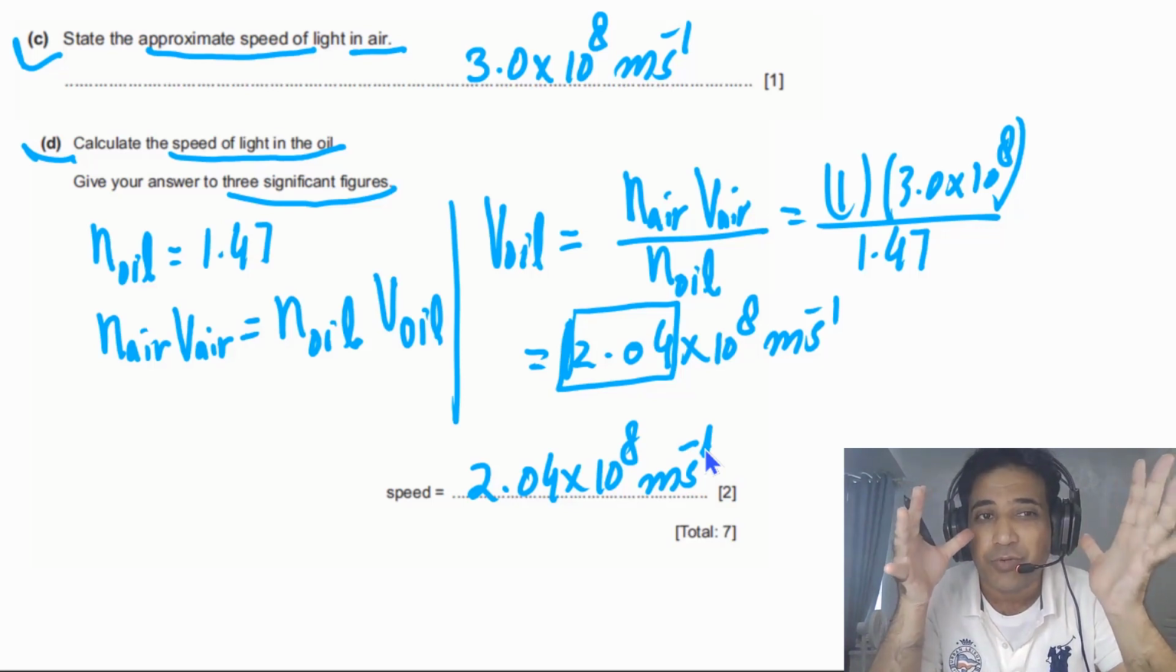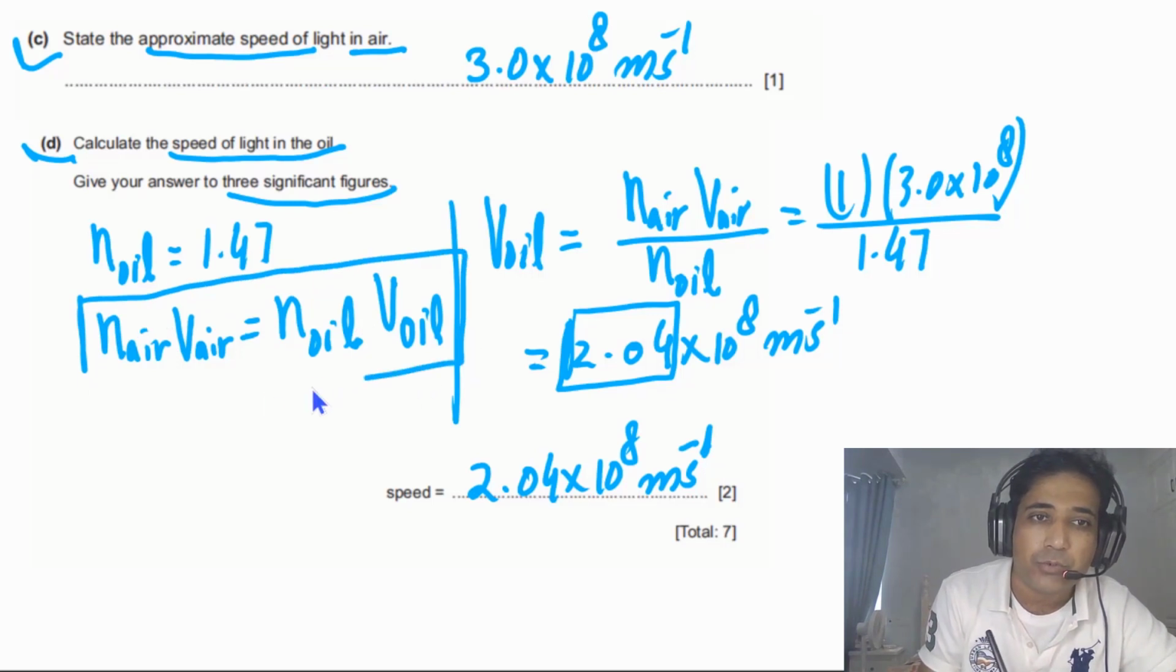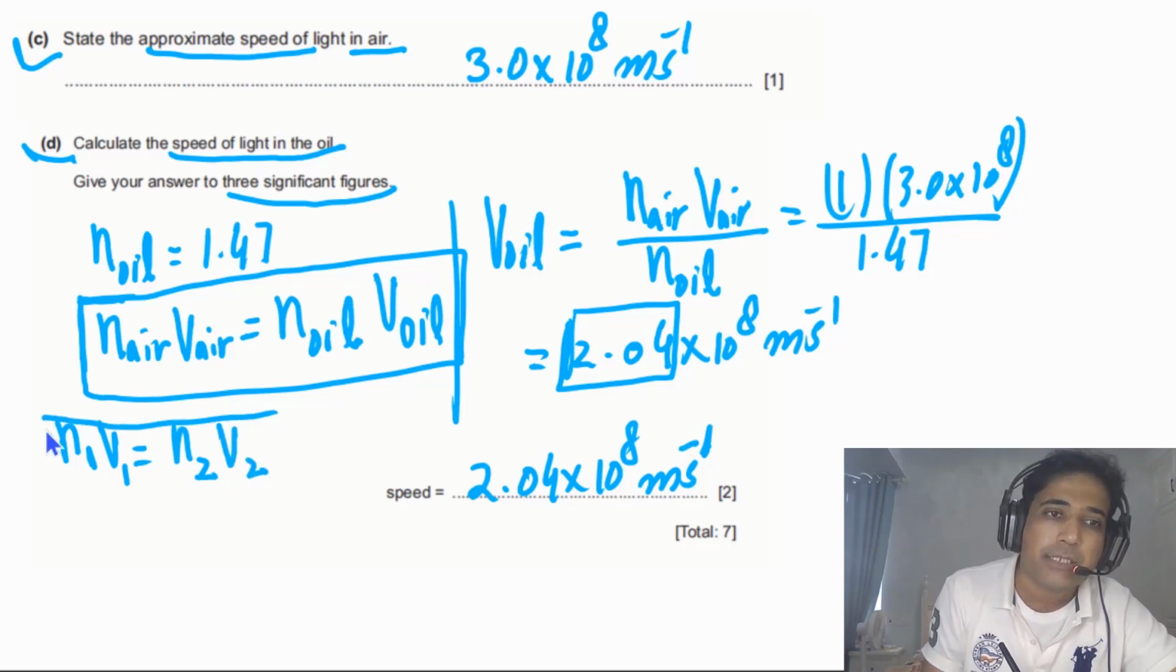This is a beautiful way, so try to understand this one. It's important to understand this. You can say refractive index in medium 1 times speed of light in medium 1 is equal to refractive index of the second medium times speed in the second medium.